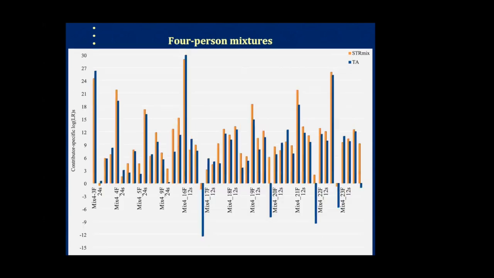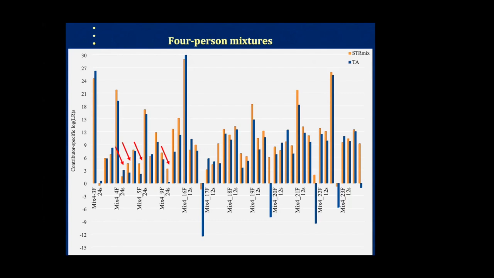Okay, next slide. For the 4-person mixtures, you can see there are much more dramatic differences and a greater number of differences. This first group of arrows is pointing to lower template contributors where there is a difference. For mix 4F, for one of the lower template contributors, TrueAllele was in the positive log LR range and STRmix inconclusive. And then for a different contributor, STRmix was inclusionary and TrueAllele inconclusive.